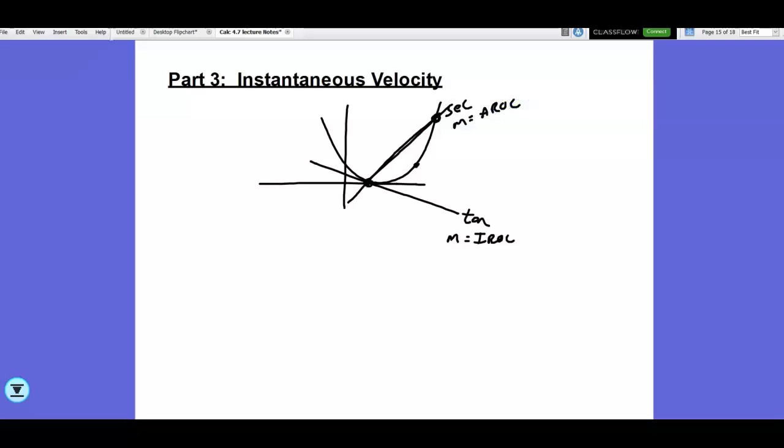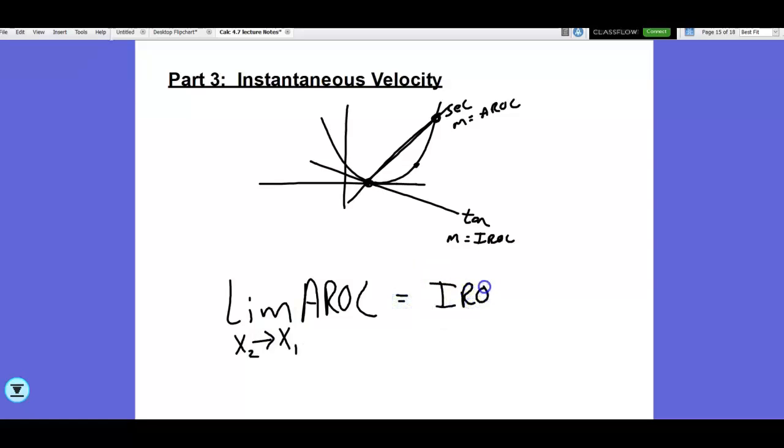We also talked about how the closer the points of your secant line are to the point of your tangent line, the closer those are together, the better the average rate of change matches the instantaneous rate of change. So if you take your average rate of change and find the limit of that as your second point gets closer and closer to your first point, you end up with the instantaneous rate of change.